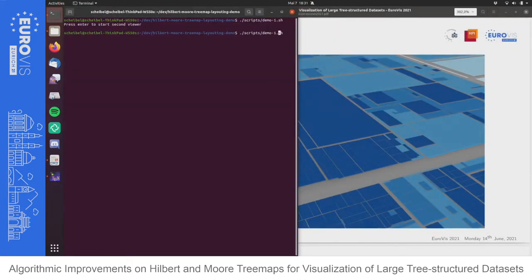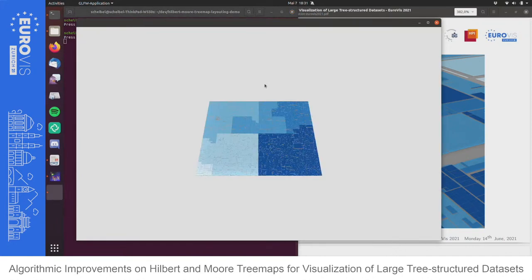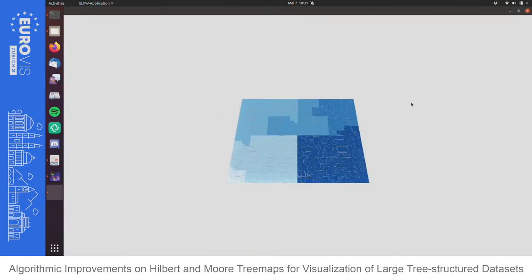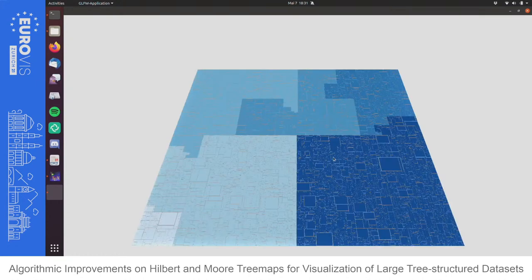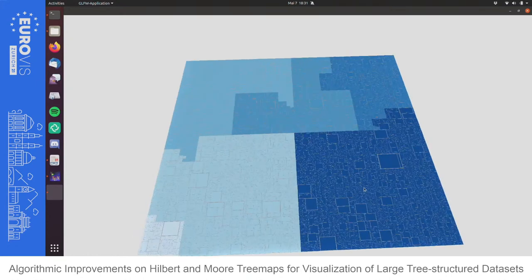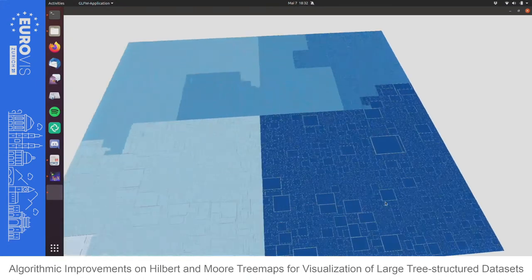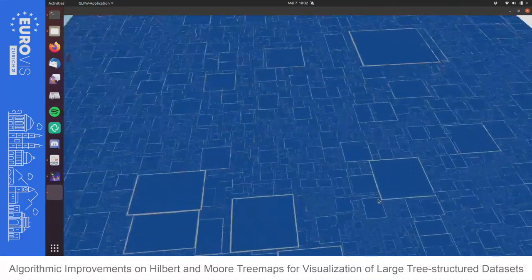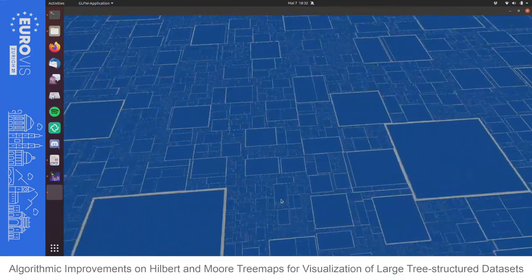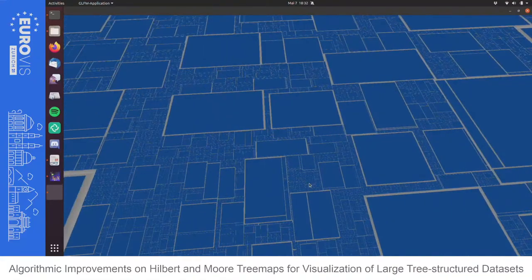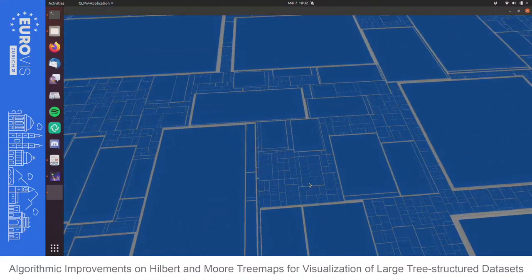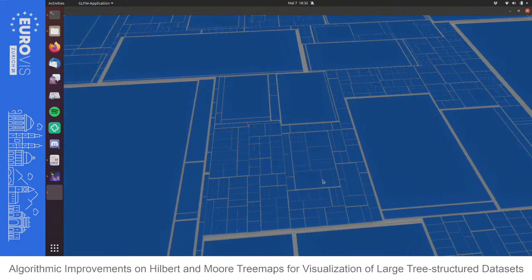And I want to demonstrate the second dataset as well. A large dataset containing GitHub owner data of repositories. This dataset contains 2.4 million nodes. For this startup, the same holds. So this startup time includes reading the dataset, pre-processing the tree, layouting it, and deriving geometry.